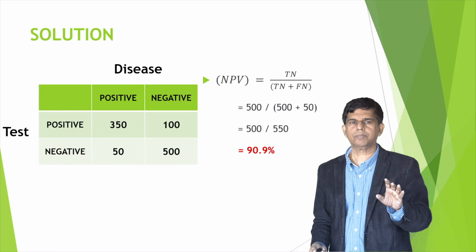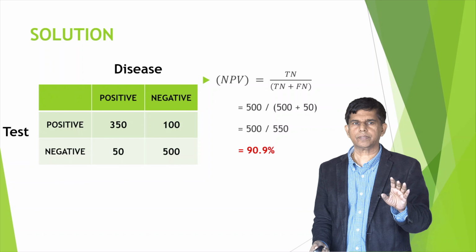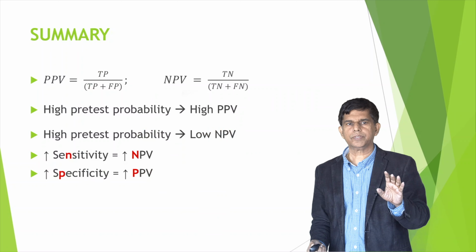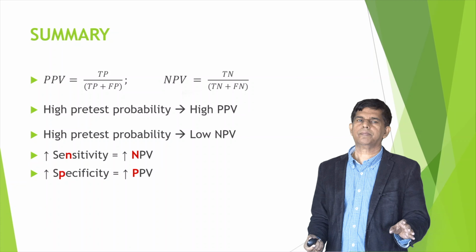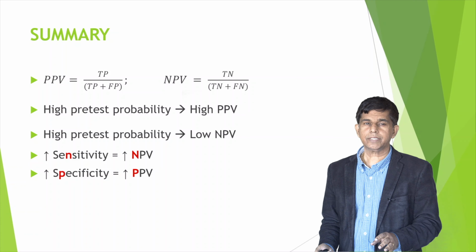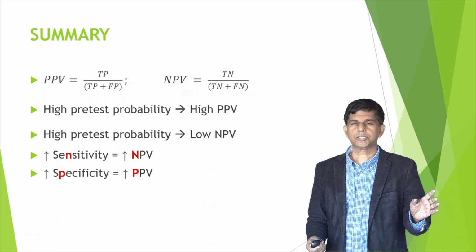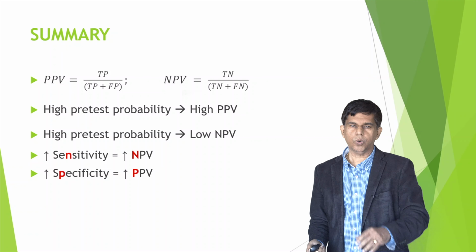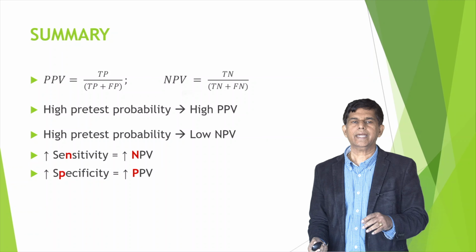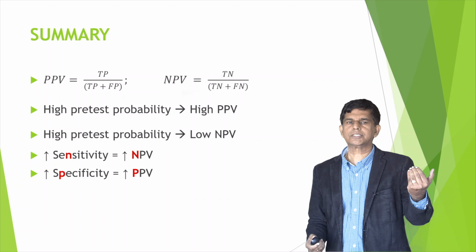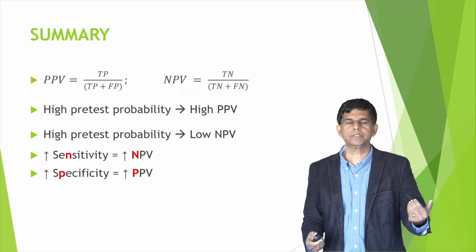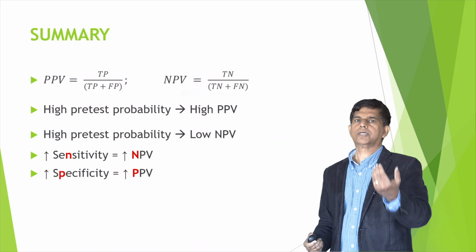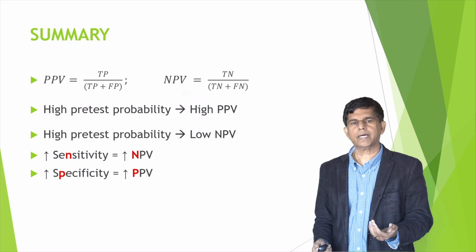And always think about the connections, which are also very important, right? High pretest probability is associated with a high positive predictive value, and high pretest probability is associated with a low negative predictive value. And look at the relation: increased sensitivity gives increased negative predictive value, and increased specificity gives increased positive predictive value. Okay, remember that.